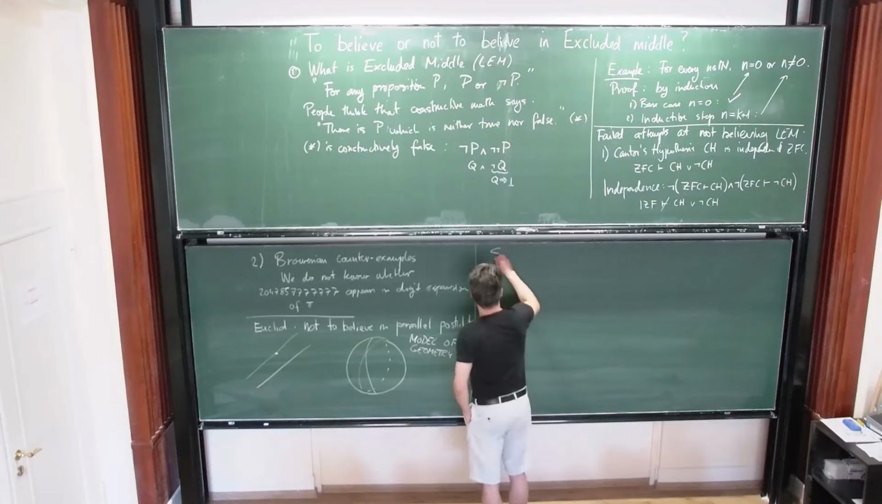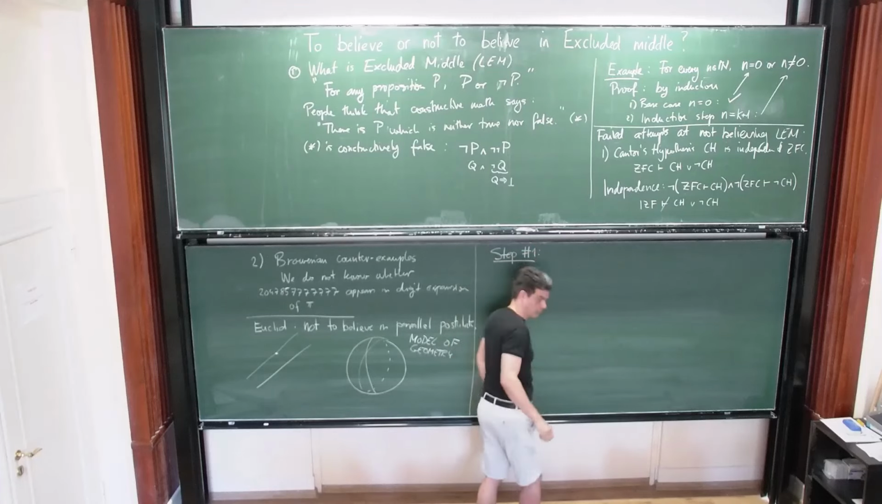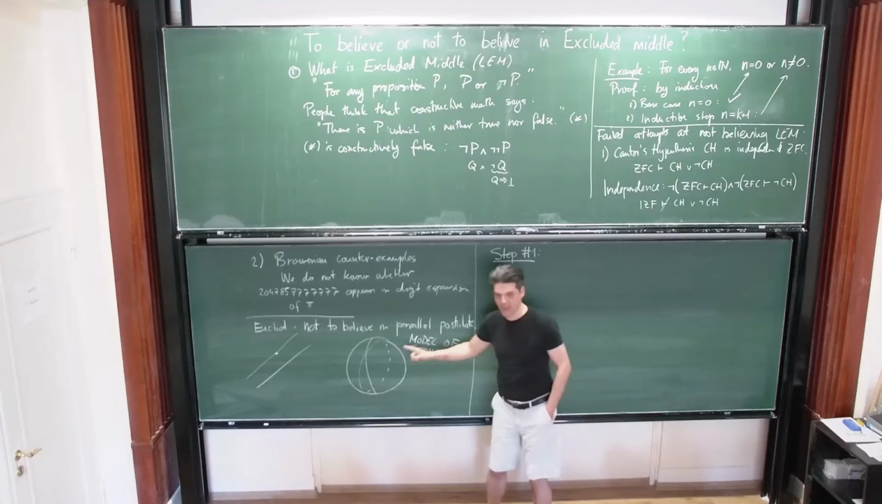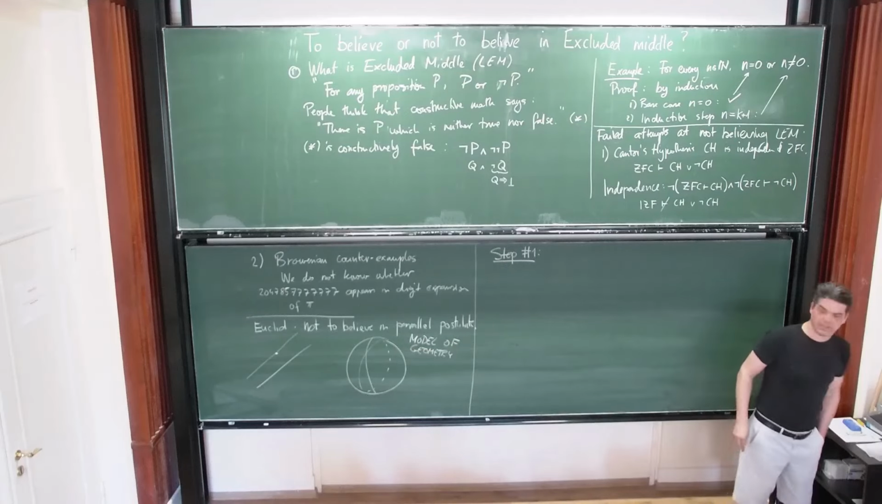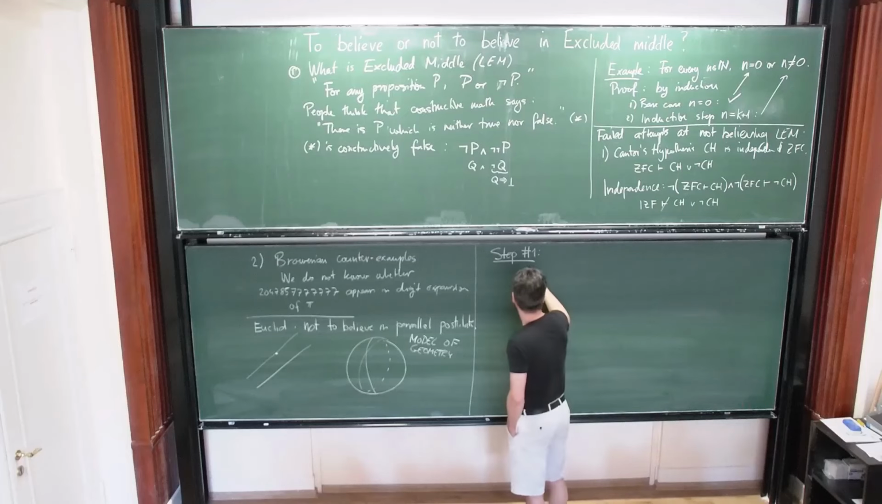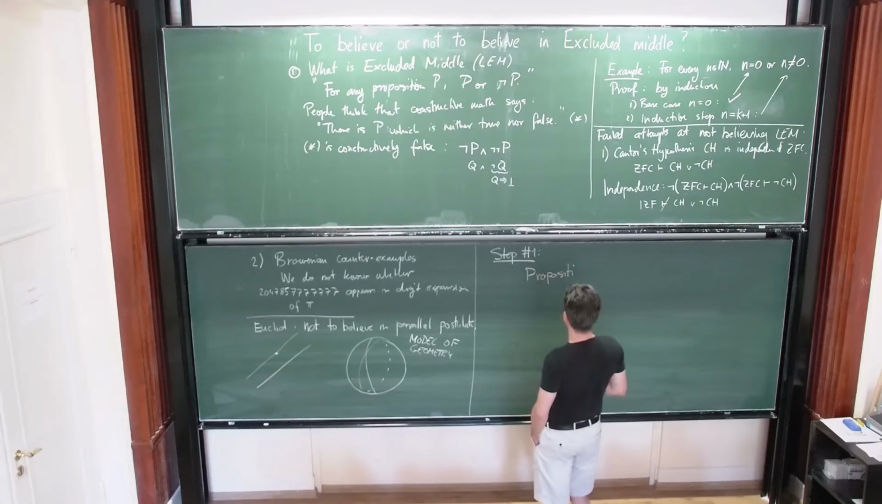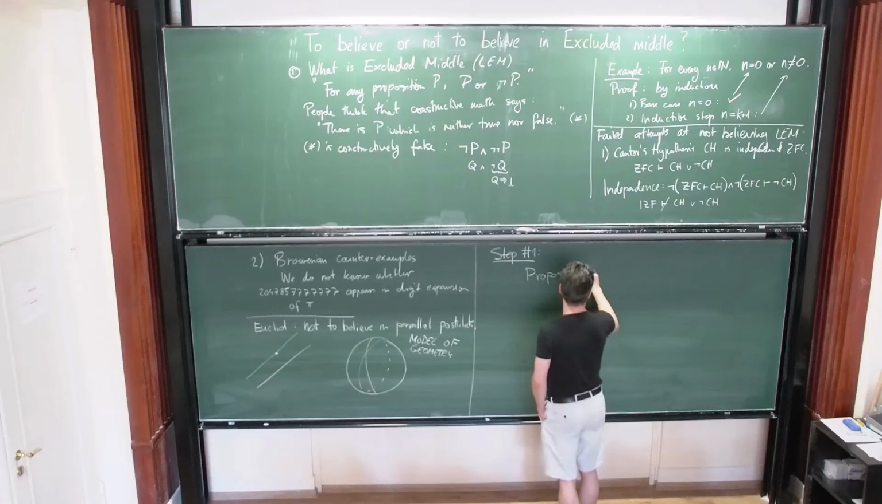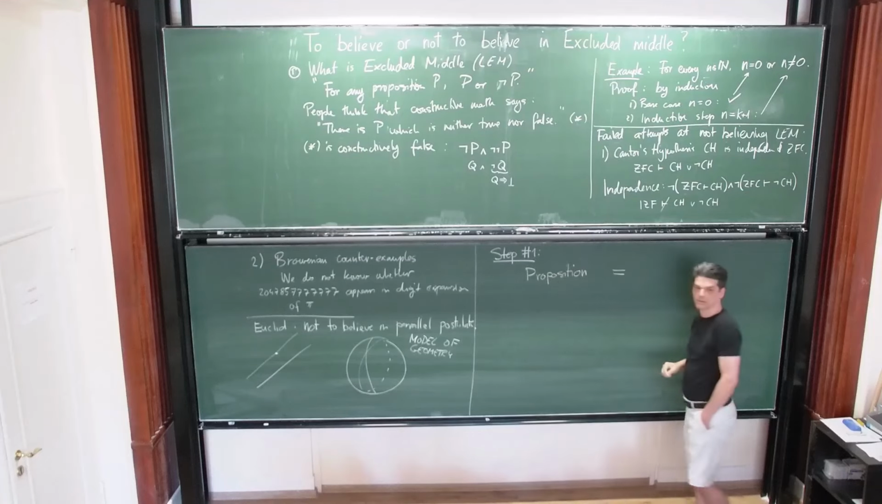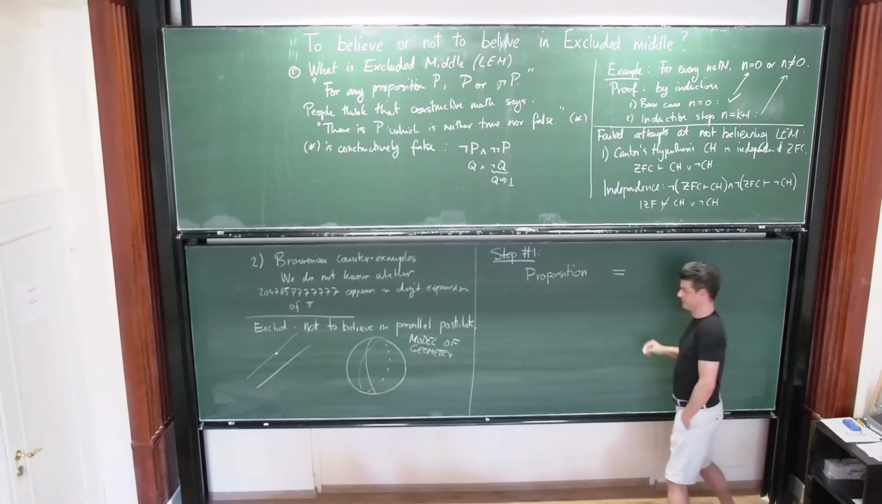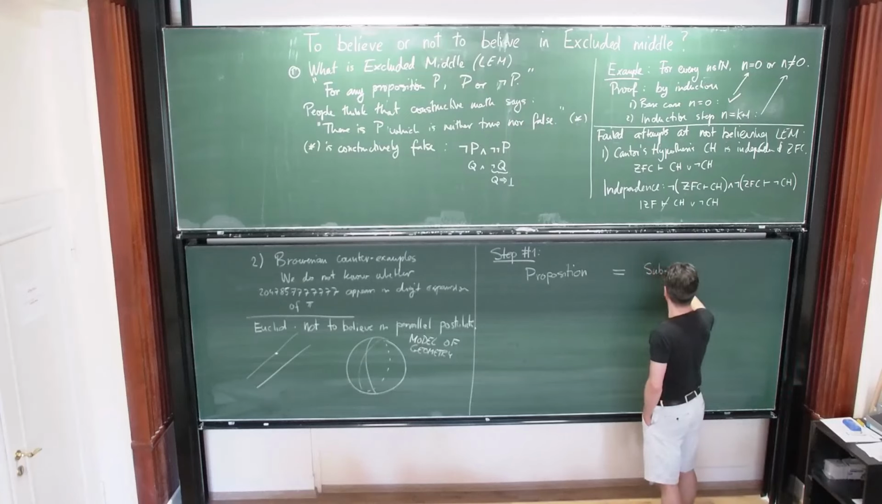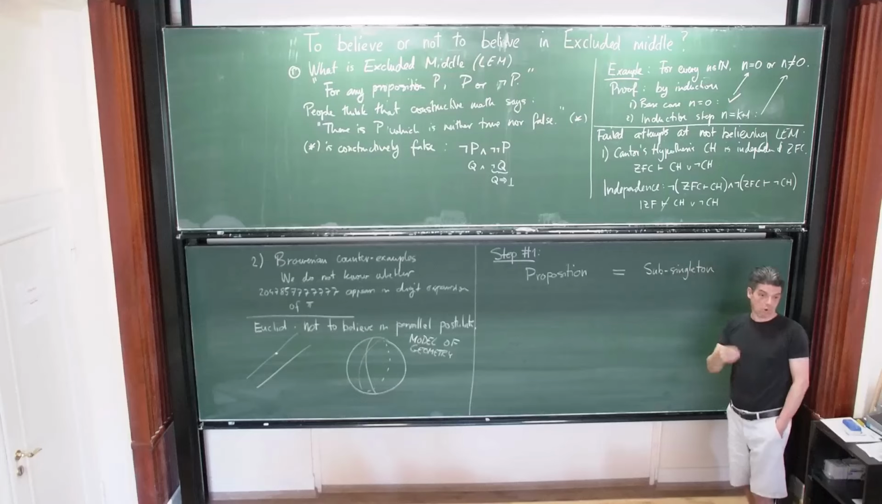So step number 1. Okay, the steps are maybe a little bit weird because we are bending lines. So the first one is that I'm going to say, for some reason, that a proposition is a sub-singleton. What is that? That's a set with at most one element.